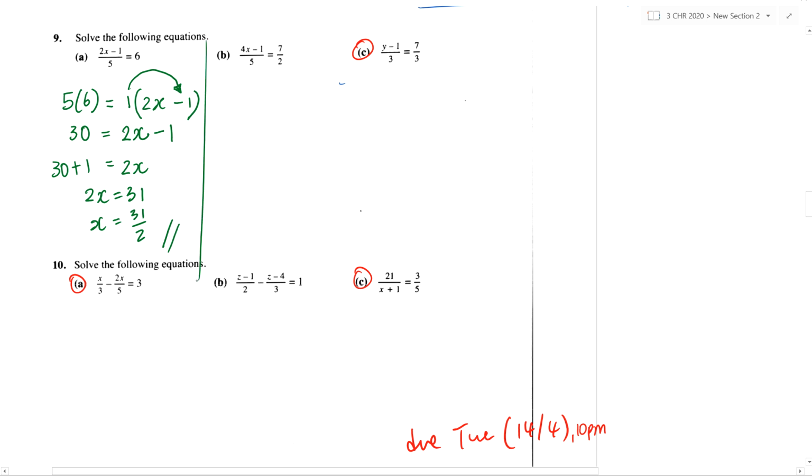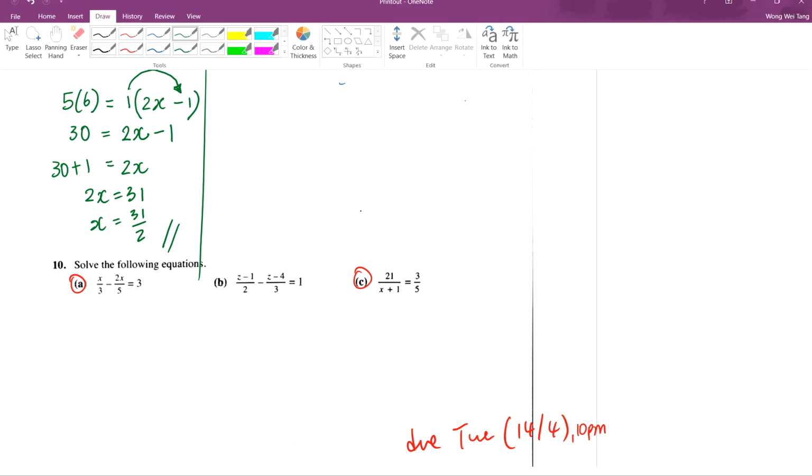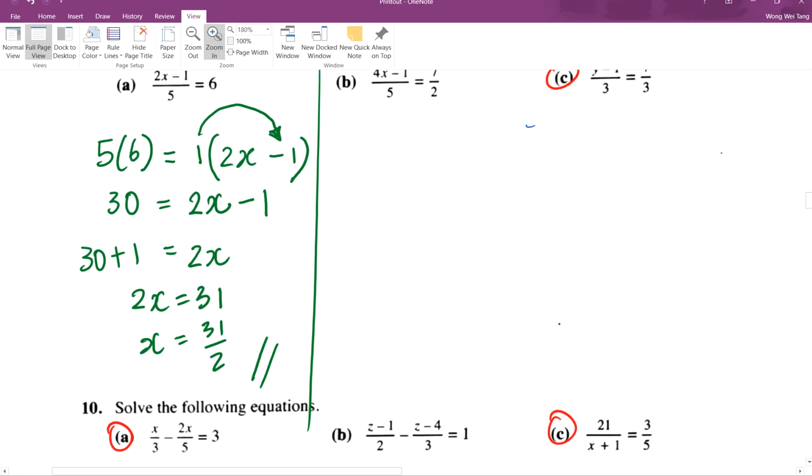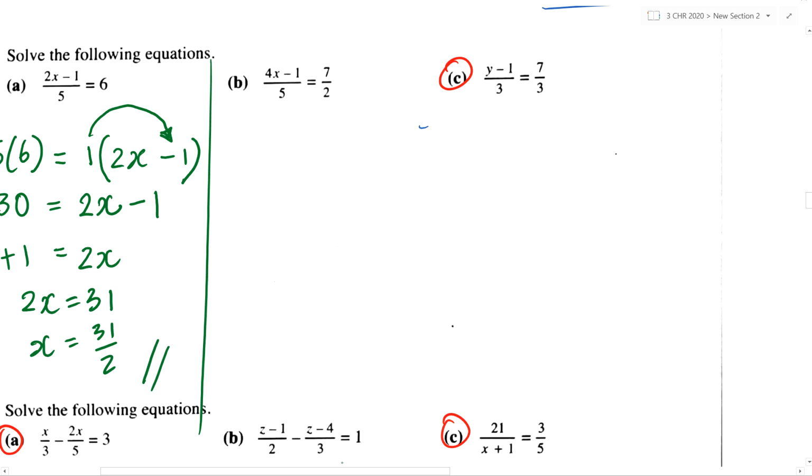Now let's try for part B. We have the same approach. A fraction on the left equals to a fraction on the right. We can multiply them this way. So let's start with, you can go 5 times 7 first, or you can do 2 times 4x minus 1 first. They are the same. So let me try doing it this way first.